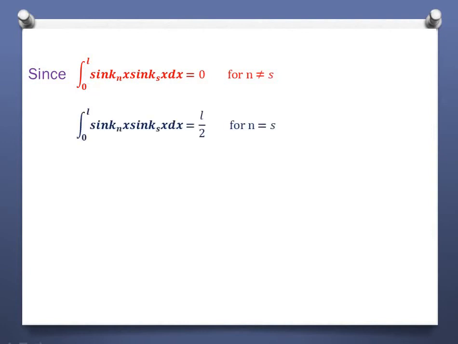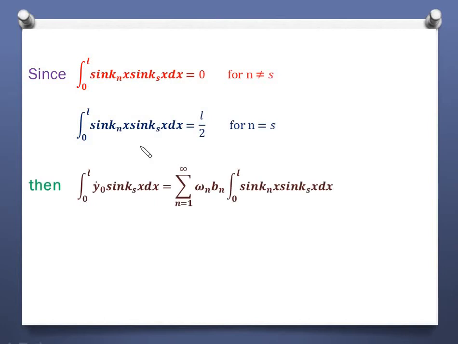And if n is equal to s, then this term will be squared. Sine squared, okay? And then if you solve that, you will get L by 2. So we need to find out this. We need to solve this equation, right? So this contains an infinite number of terms.